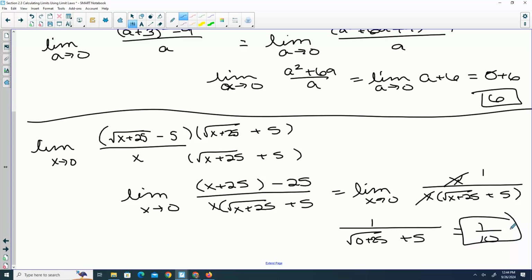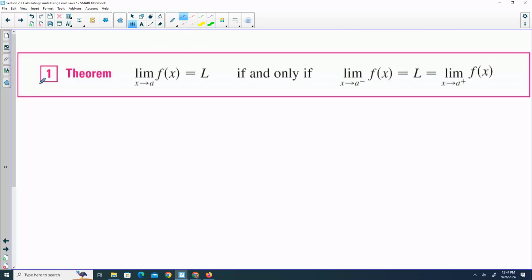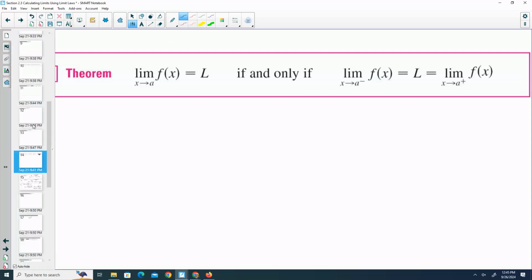So those are basically the 3 strategies that we did 2 days ago when we were last working on this. All right, are we okay with our recap? And remember, if a limit is going to exist, the left and right hand limits have to match. We've talked about that from the graphs, from the tables. Same things are still true now.